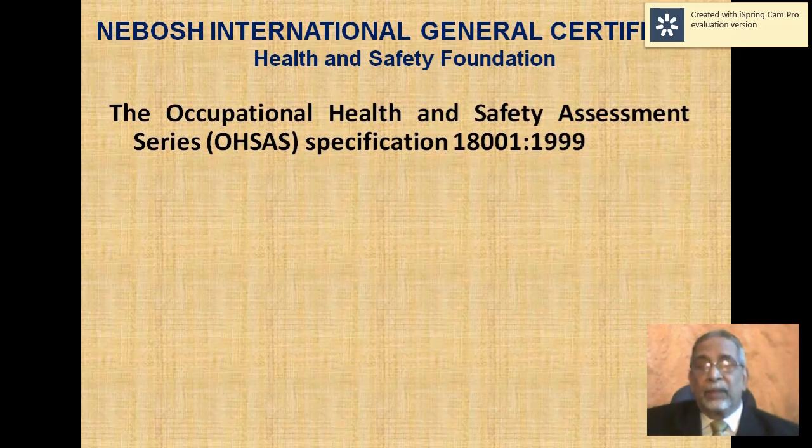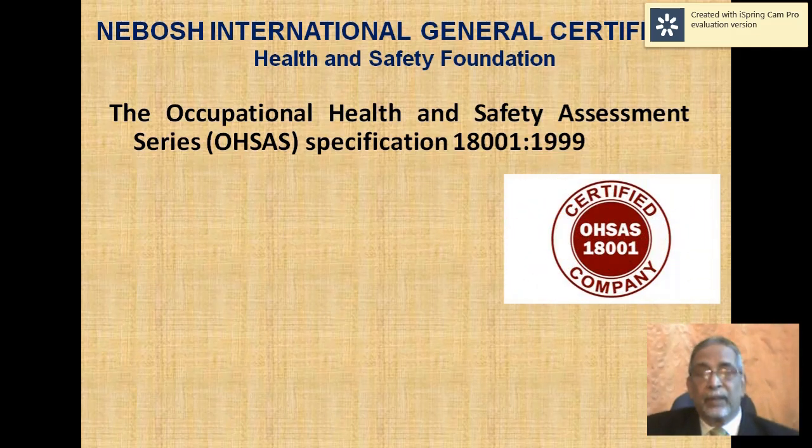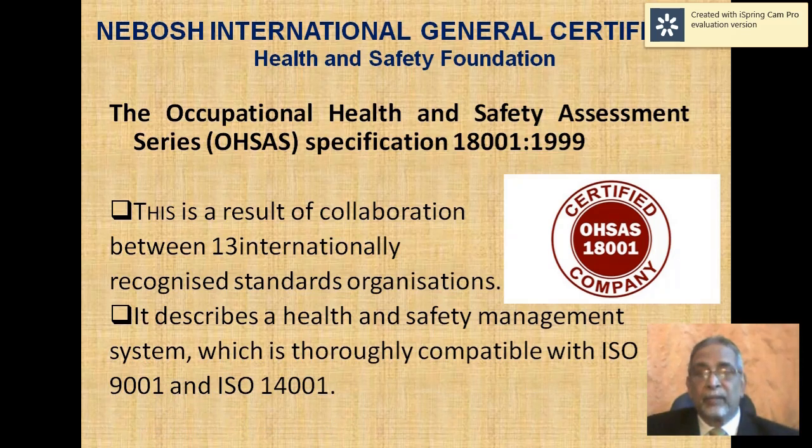Now we will see what OHSAS is. OHSAS is the Occupational Health and Safety Assessment Series Specification 18001, 1999. This is the result of collaboration between 13 internationally organized standards organizations. It describes a health and safety management system which is thoroughly compatible with ISO 9001 and ISO 14001.